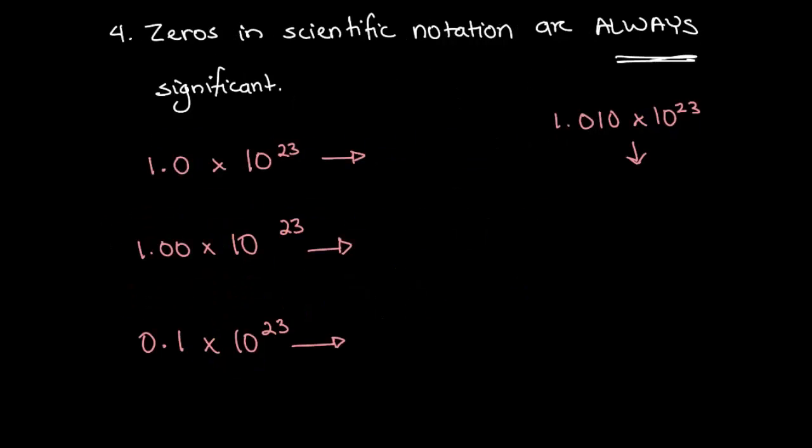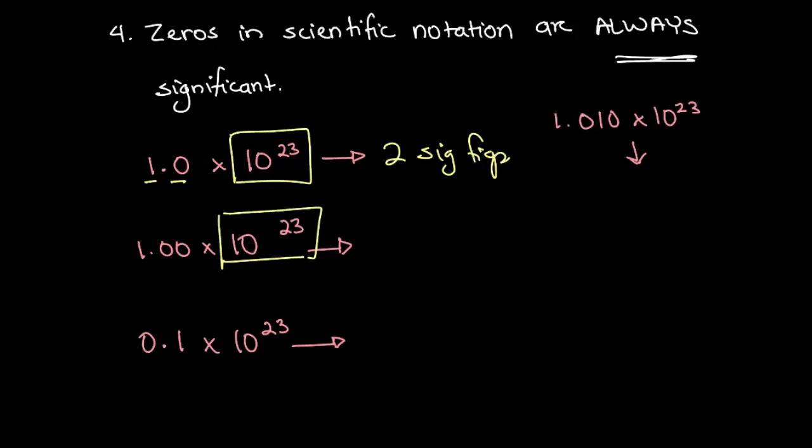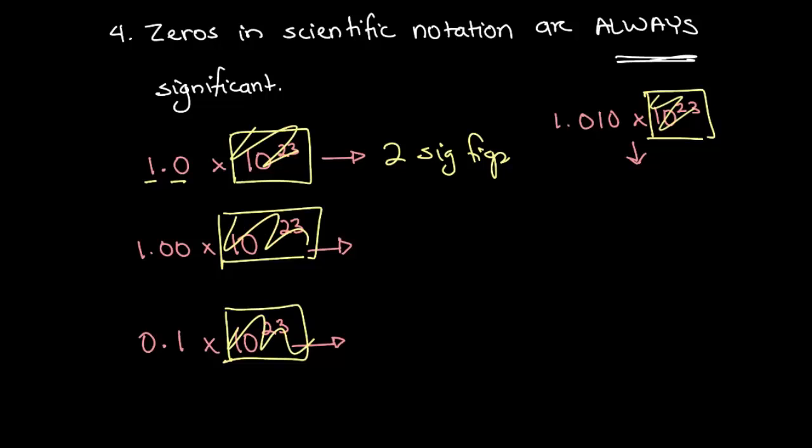For the fourth rule, we have zeros in scientific notation are always, always, always significant. First one, we have 2 sig figs. Now, you're not going to take this into account. None of this into account. We're not taking that into account. We don't care about that. Might as well erase it because we don't care about that right now. We only care about the numbers before. So in the second one, we have 1, 2, and 3 sig figs.